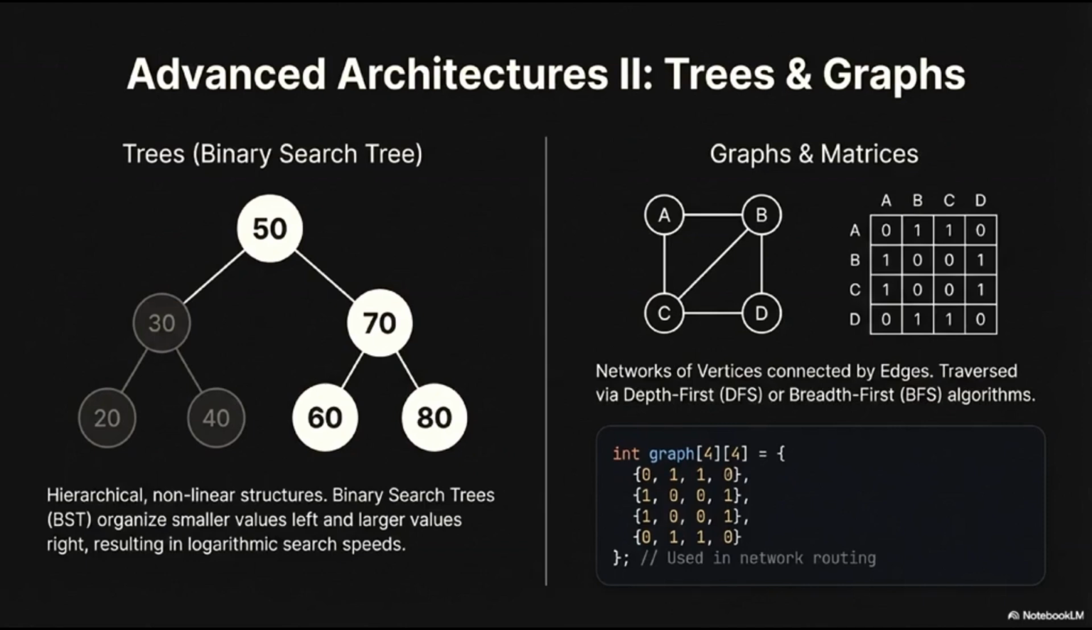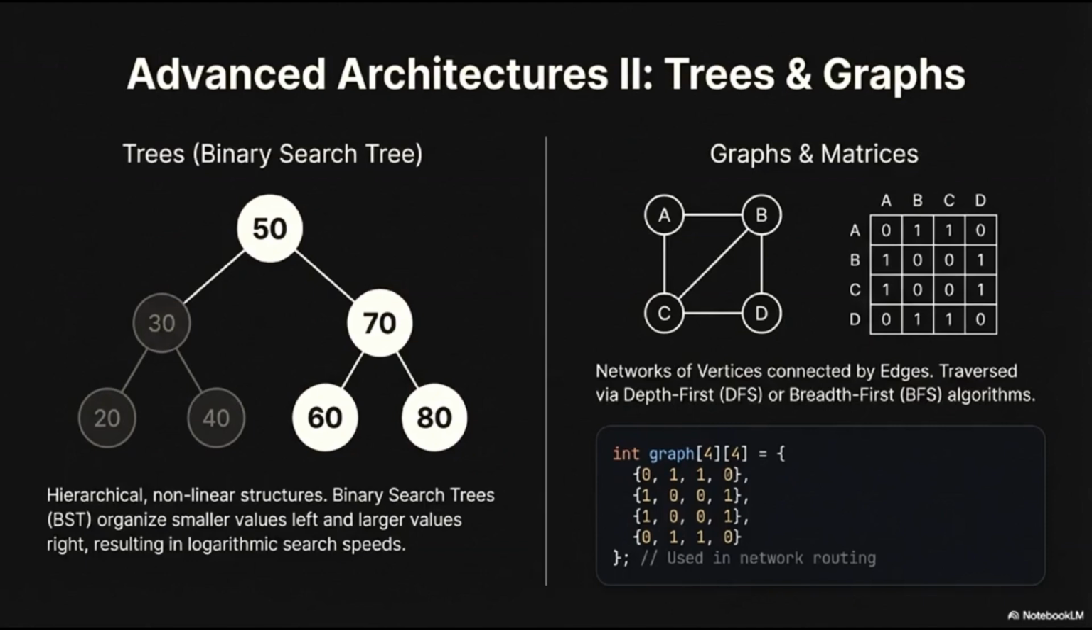And finally, we have graphs, which are probably the most flexible data structure of all. They are perfect for modeling any kind of network where things are connected to other things, from your network of friends on social media to the map of roads your GPS uses to find the best route.